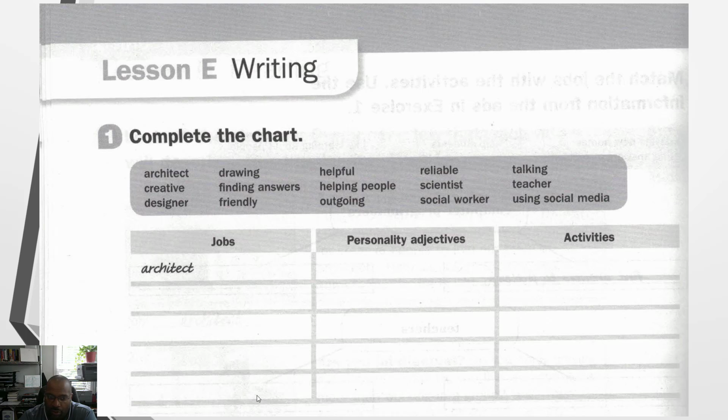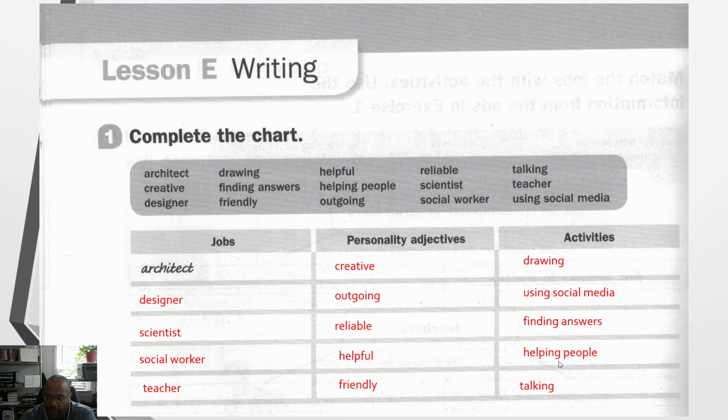And then teacher is the last one. Personality adjectives, I put down friendly, and activities, I put down talking, right? But this could have also been helping people, right? So these are the answers that I came up with. And hopefully yours are somewhere close to these. You know, architect and designer, those are kind of close. Architect and scientist were close. Social worker and teacher were close. So I think if any of these answers changed places, I think it'd be okay. All right.